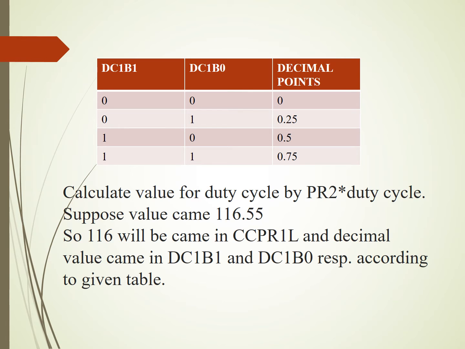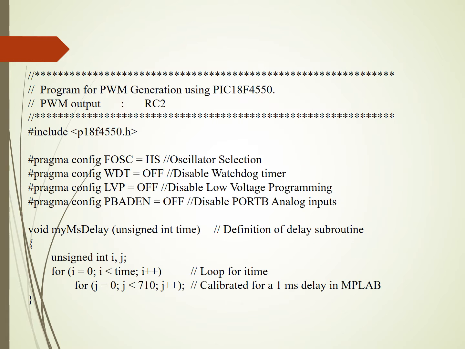As 00 means 0 in the table and 0.55 is not there, you have to take the nearest one, the nearest difference. So I will take 10 for it, that is 0.5. I will consider it as 0.5 and I will put 1 and 0 in DC1B1 and DC1B0. And here your PWM output will be seen on RC2.